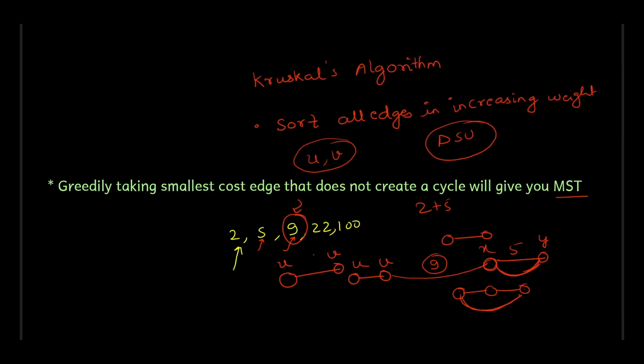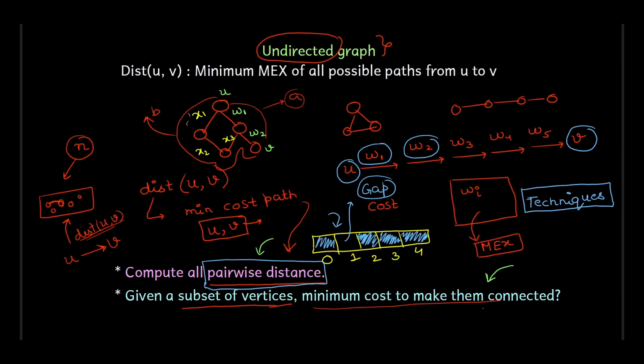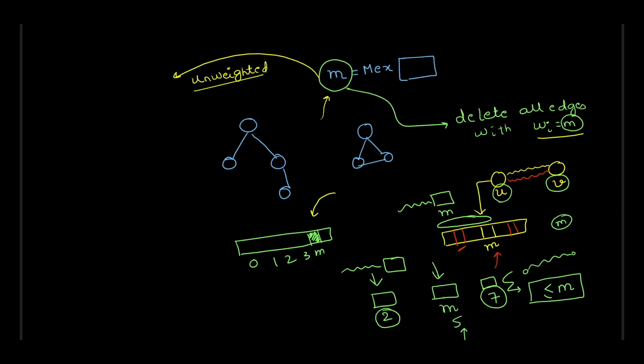In the next version, this time they are not asking you to actually print the pairwise distance. This time they just want you to find the answer to this problem: you only have to take a subset of vertices and find the minimum cost to make all of them connected. How do you do this?